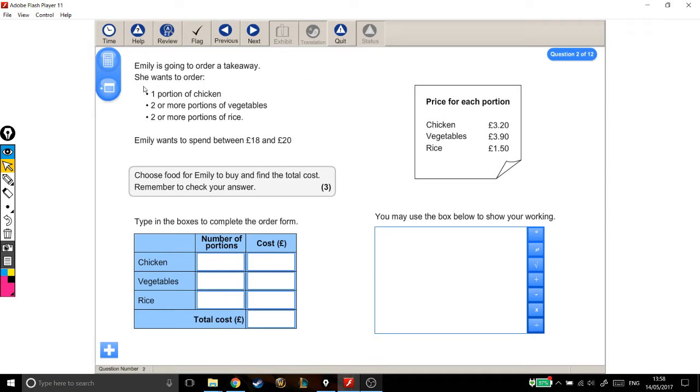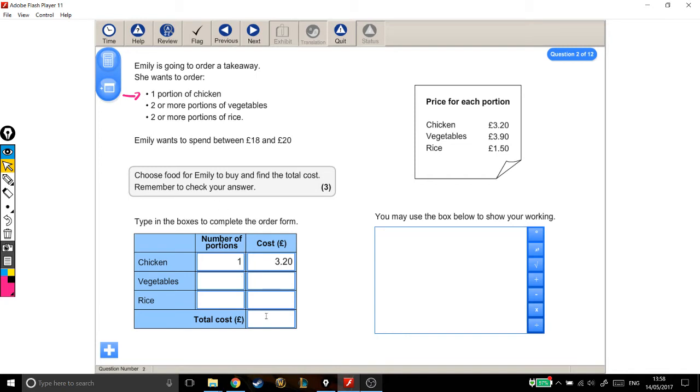So reading through the things that we need to do, my first thought is that this one here, the one portion of chicken, that's really specific and it's not flexible. So straight away I can say that my one portion of chicken is going to cost me £3.20, just reading from that menu over there. Good, okay. Now the vegetables and rice are a bit different because it says we need two or more portions of vegetables and rice. So two or more, that could start at two. You could have two portions of vegetables and rice. You could have three or four.